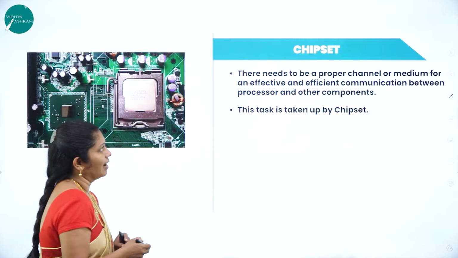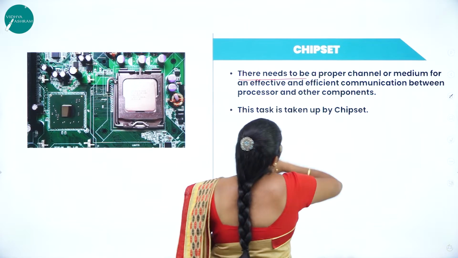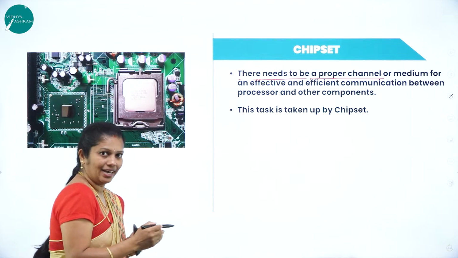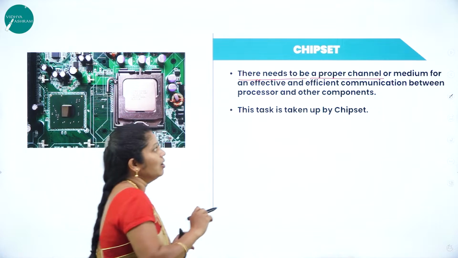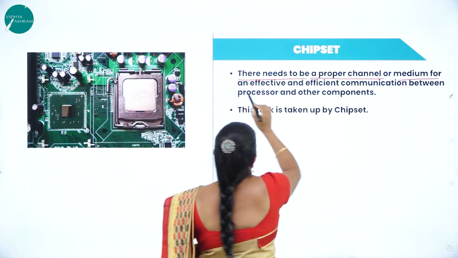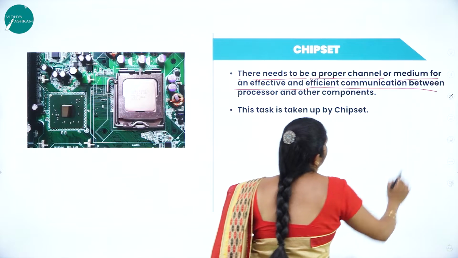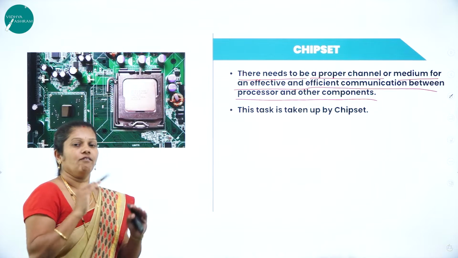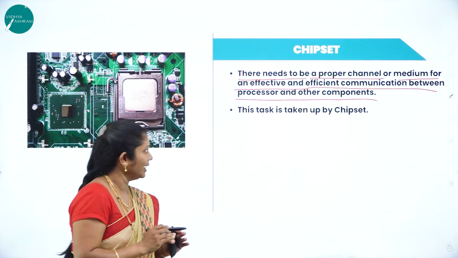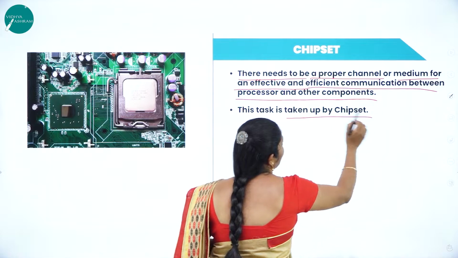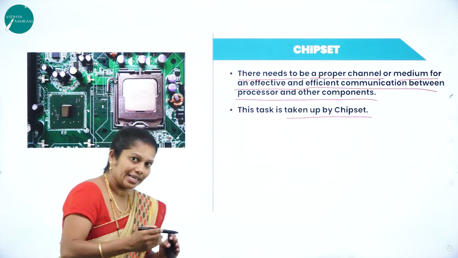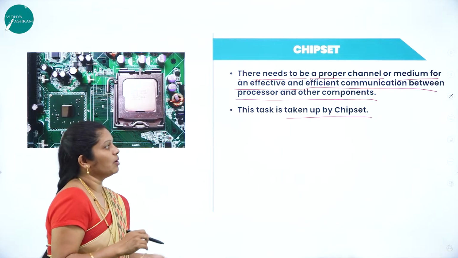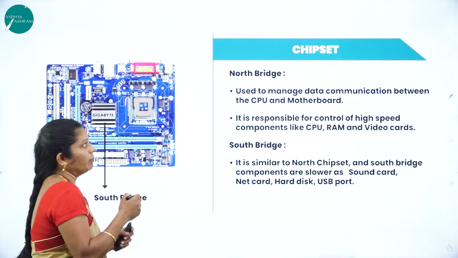Now, one by one, we will explain the chipset. There is a need for a proper channel. If I want to transfer any data, the machine should have some proper channel or media through which effective and efficient communication between the processor and other components can be performed. We need a proper channel to transfer the data. This task is taken by the chipset. How data is transferring, how it is processed, how it is managed, which way it is going, everything is performed by this chipset. Now, one by one we will discuss.